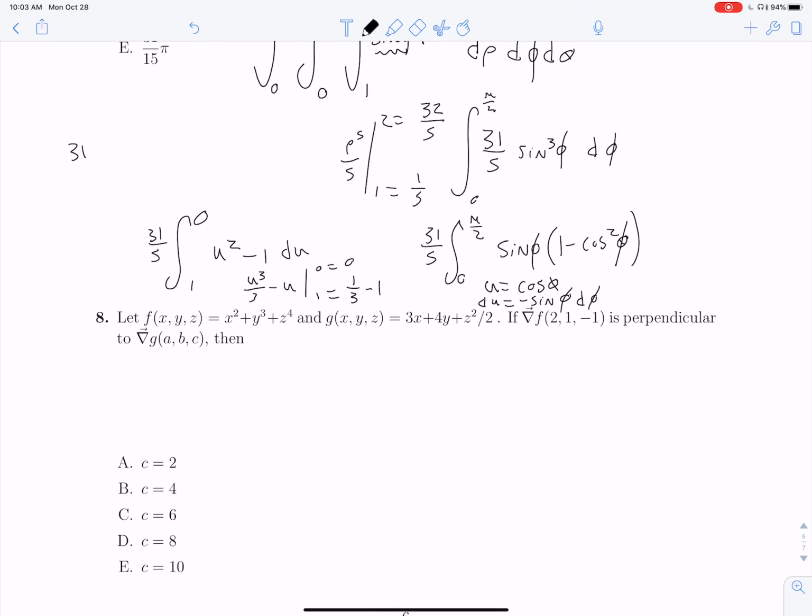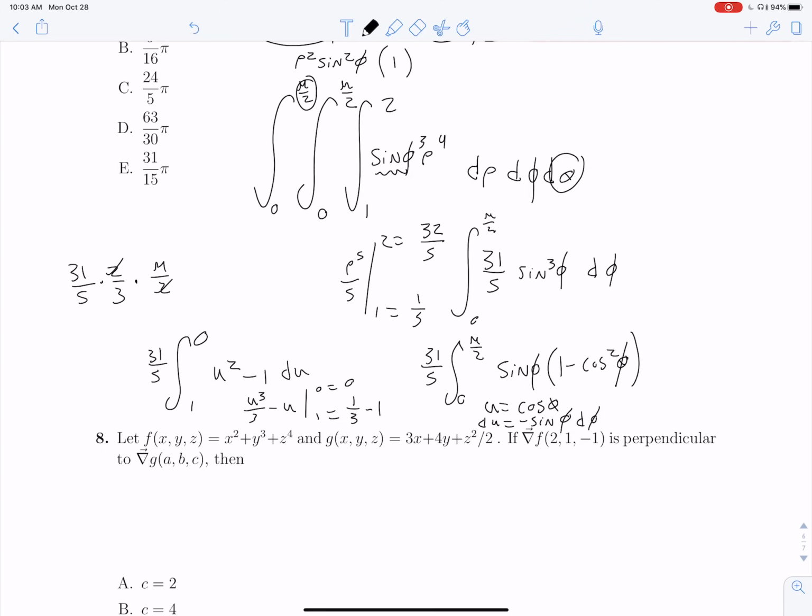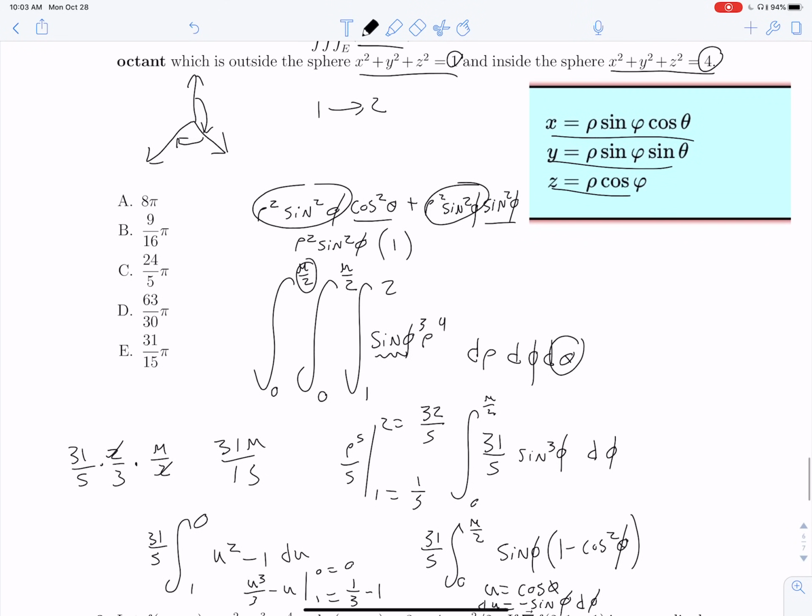So 31 over 5 times 2/3. And since we're not dependent on theta at all, this pi over 2 is just going to get multiplied in, so pi over 2. And we find that these 2's cancel. We're going to get 31 pi over 15. And we are done.